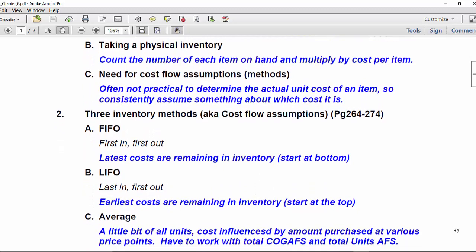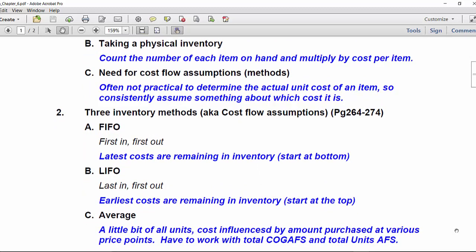Average takes a little bit of all these units, but because it's influenced by the amount of units that you purchase at various price points, we have to work with the total cost of goods available for sale and total number of units available for sale.